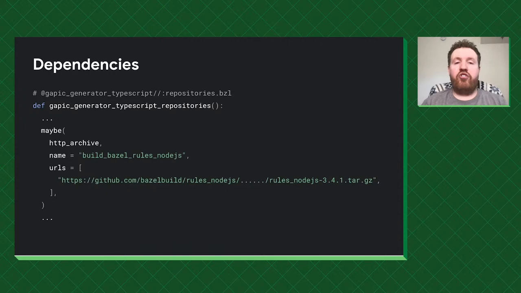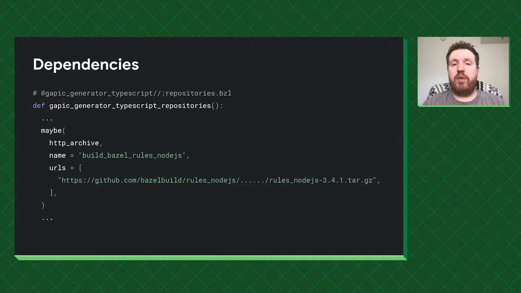Now let's talk about the generator dependencies. Each generator defines its dependencies in macros that are defined in repositories.bzl. Here is an example from the TypeScript generator that loads Node.js rules. Generators may have common dependencies such as the protobuf library, so we use maybe to make sure we only load each dependency once.